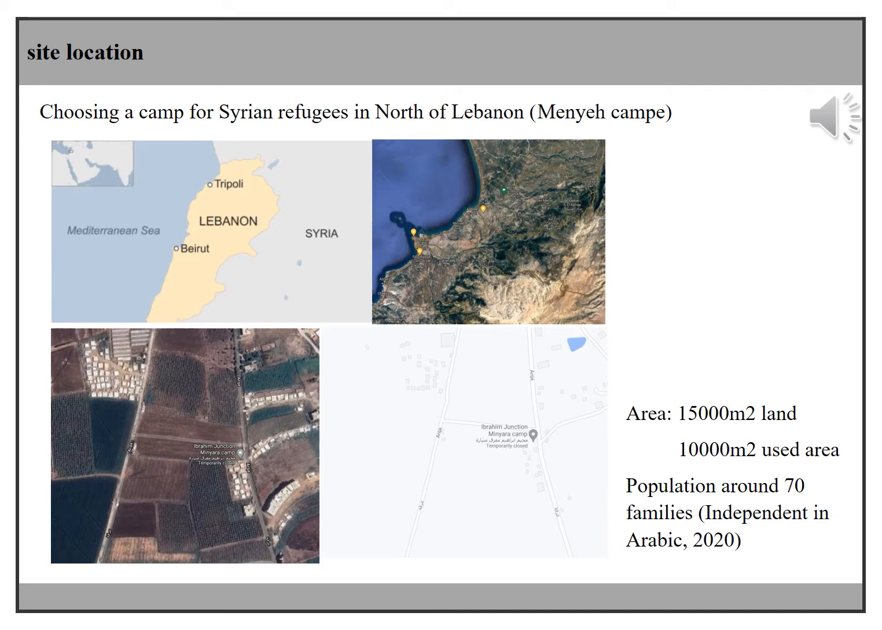We chose a camp for Syrian refugees in northern Lebanon, named Minya camp, as a site location for the proposal design that can help after the research that has been done with the eco materials, with an area of 15,000 square meters of land and 10,000 square meters of used area, with a population of around 70 families.